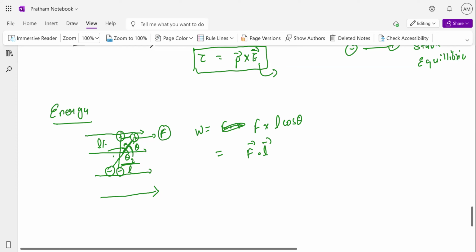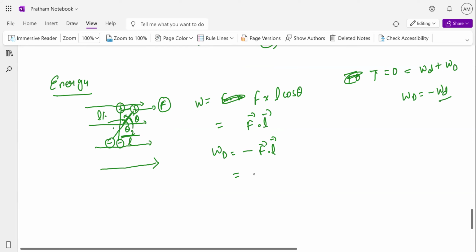I had to calculate the dipole's energy, so it will be the negative of whatever work I have done. Is that clear? Because the total energy is zero. Initially it was zero, and I am doing some work plus energy of the dipole. So what will be the energy of the dipole? It will be negative of whatever I have done. So the energy of the dipole is negative of F dot L. Make sense? Just put the values. What is F? F is nothing but Q E. So it is minus P dot E. Understood? So this is the formula you have.